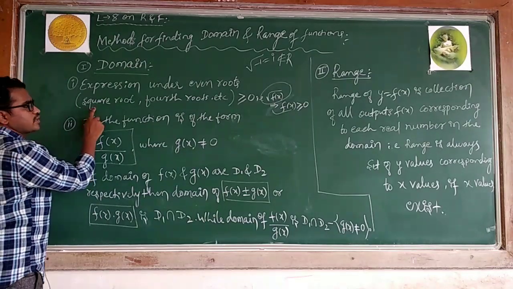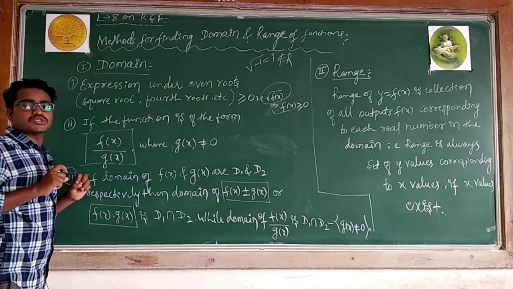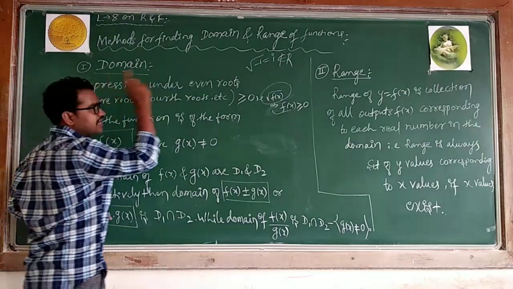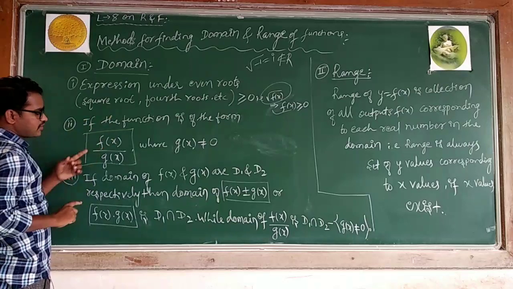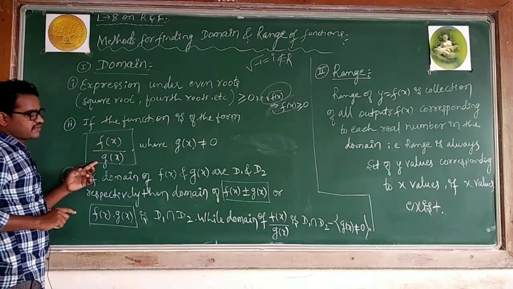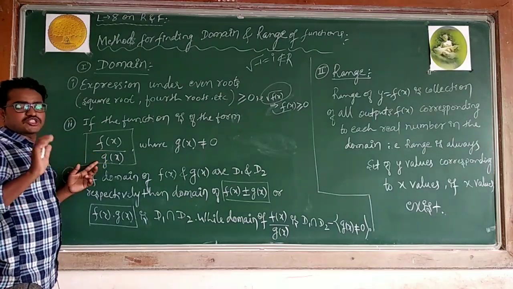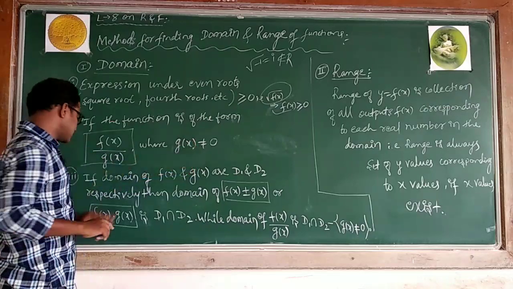For that reason, square root, fourth root, etc. In the case of even roots, you will get imaginary roots, so you have to avoid negative values. If the function is of the form f of x divided by g of x, you have to avoid the denominator being 0, because in that case the function does not exist. Means g of x should not be equal to 0. It may be more than 0, it may be less than 0, no problem.